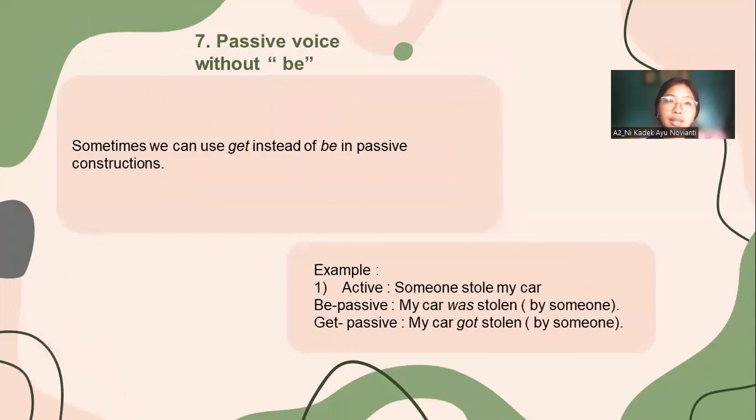Number 7 is passive voice without be. Sometimes you can use get instead of be in passive construction. For example, the active sentence is someone stole my car. If you use be, the sentence is my car was stolen by someone. If without be, you can make the get passive. The example is my car got stolen by someone.